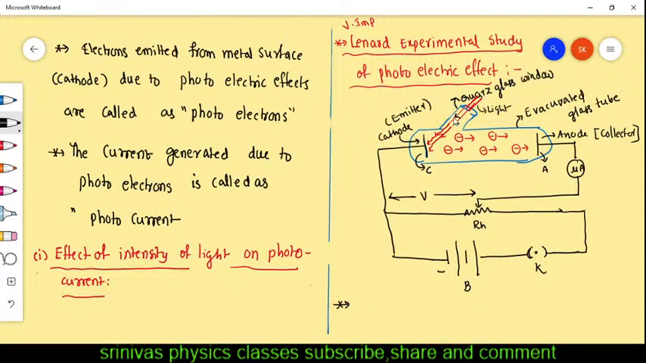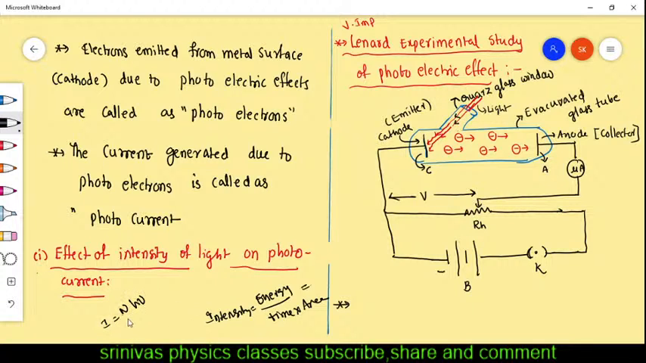If we increase the intensity, what happens? Intensity is nothing but energy divided by time into area. We discussed this in the wave optics chapter, right? This is the intensity formula. Energy means light travels in the form of photons. Then what is the photon energy? One photon energy is h nu.